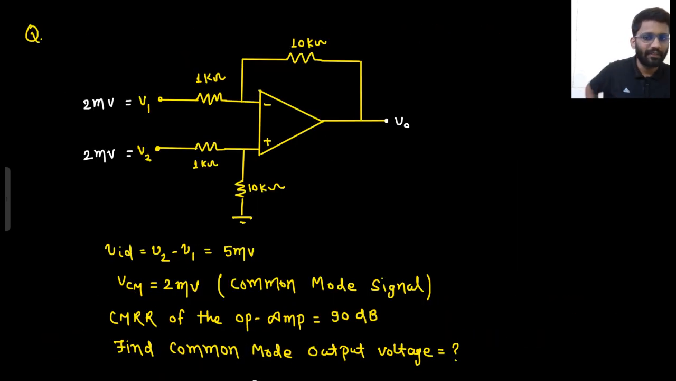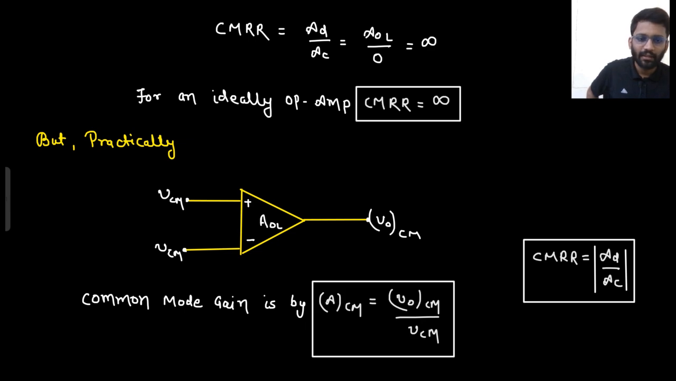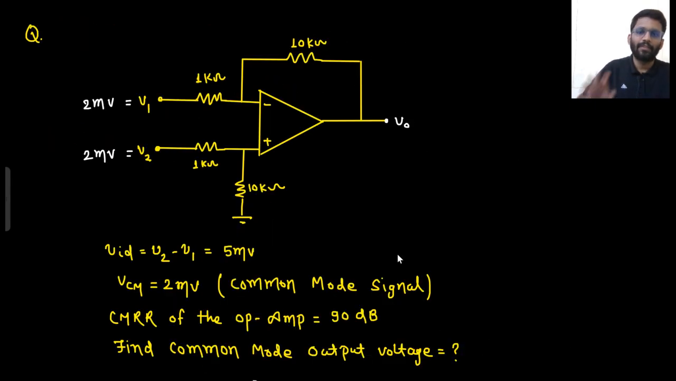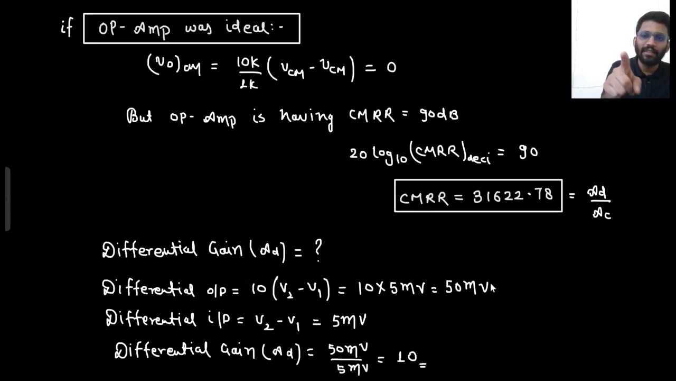In both of the problems the circuit was the same. In the previous one, what was the first problem? Yeah, this was the first problem only. Here RF by R was the same, so ideally we should have got VCM equals to 0.